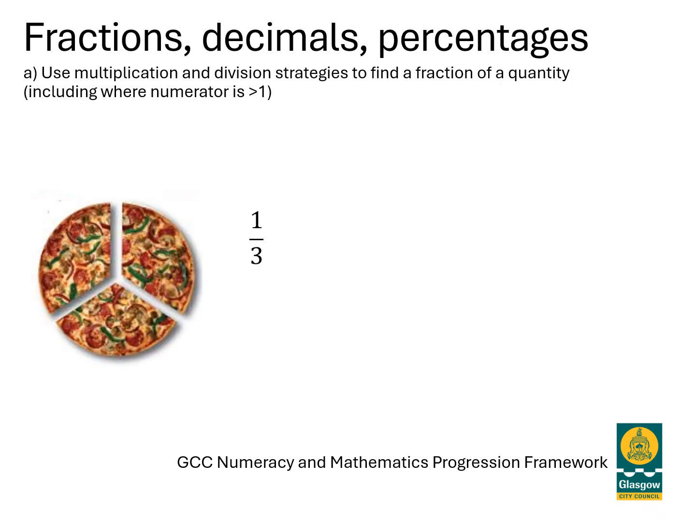The first one is to use multiplication and division strategies to find a fraction of a quantity. The equivalent teaching point of this in primary 6 is to use sharing strategies. Here we're asking our primary 7s to move on to using their times tables knowledge to help them, but they may not be there yet. So I'm just going to talk through the primary 5 and 6 teaching as well.